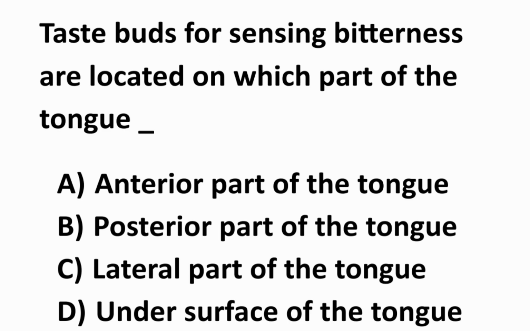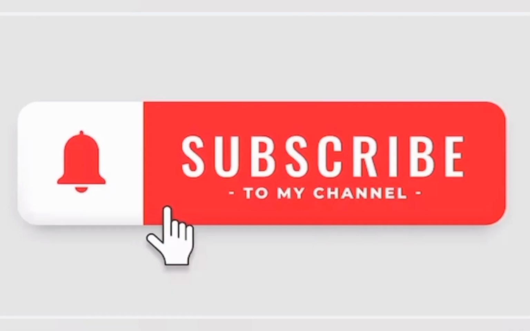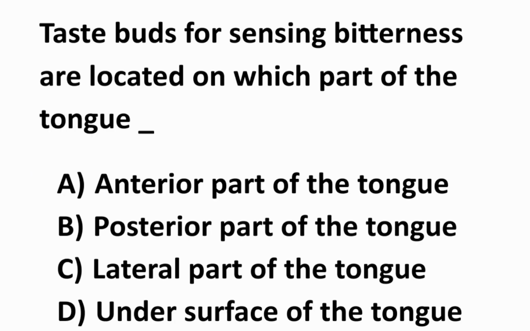Friends, here in this video we can see important questions for exam, and we can see the questions one by one. First question, taste buds for sensing bitterness are located on which part of the tongue? Options are option A, anterior part of the tongue, option B, posterior part of the tongue, option C, lateral part of the tongue, and option D, under surface of the tongue. Taste buds for sensing bitterness are located in which part of the tongue? Okay, that is the question.